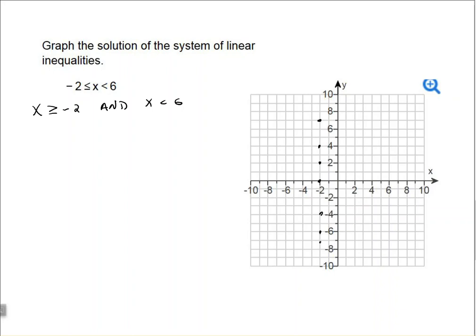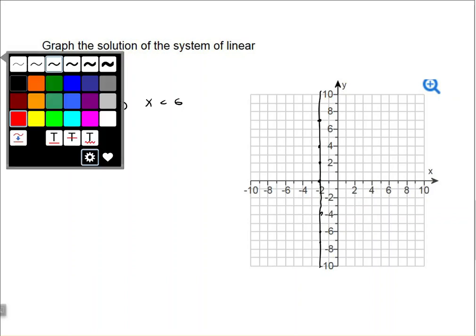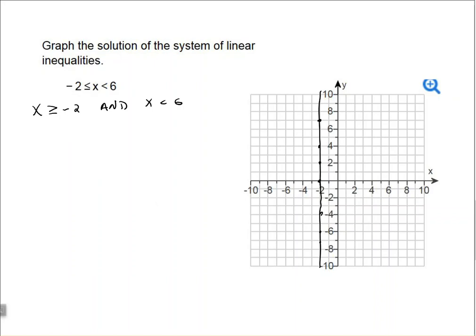And on this one, it is greater than or equal to, so since we have the or equal to bar, we will draw a solid line, so we will include all of those points. Now what about the x less than 6? Well, if x is less than 6, then again, we don't have the y variable, so we'll draw a vertical line crossing the x-axis at 6.